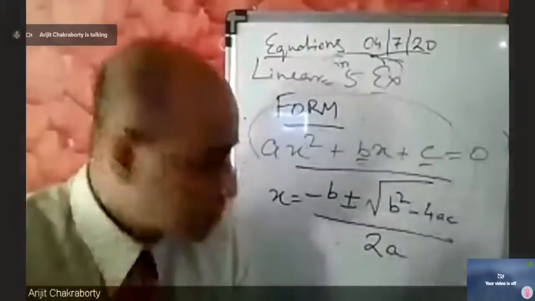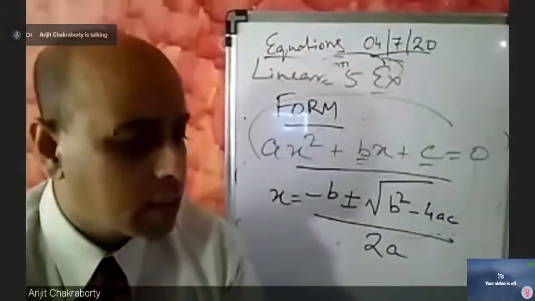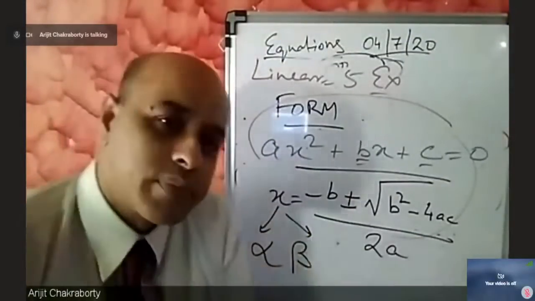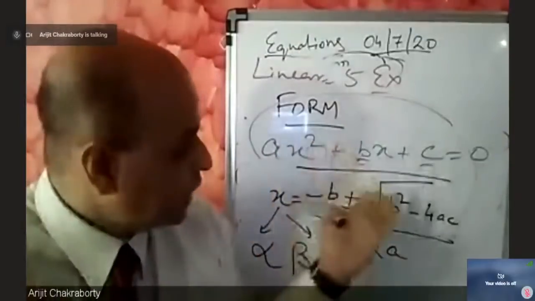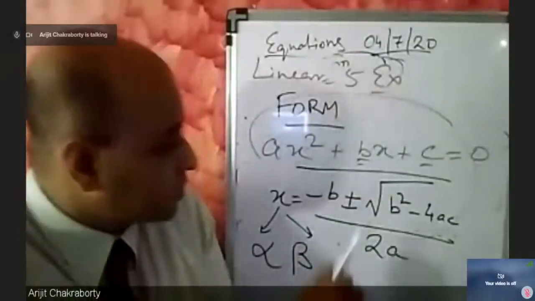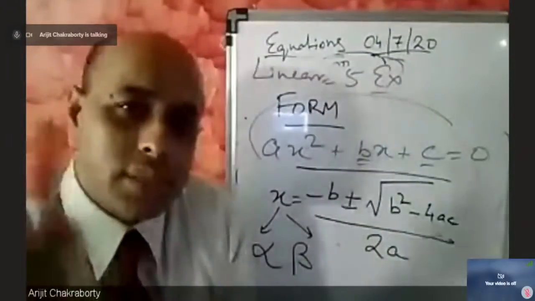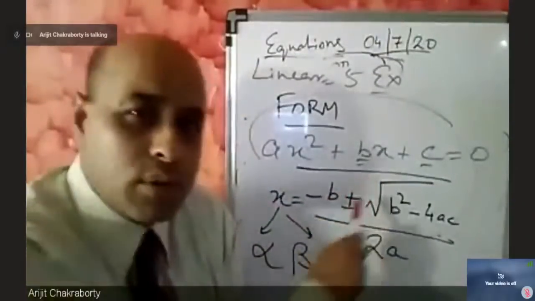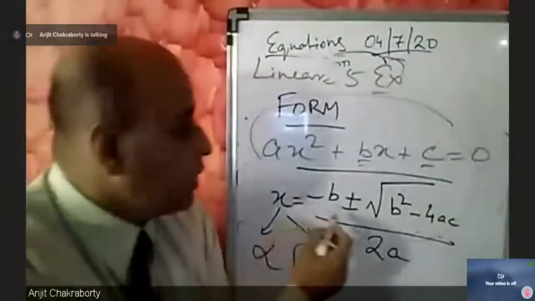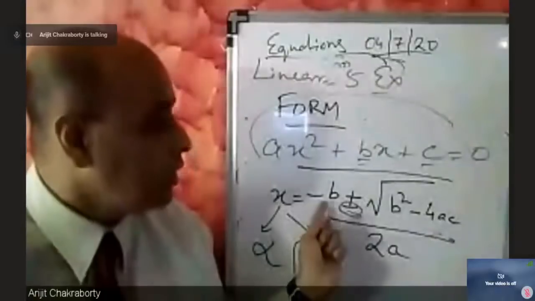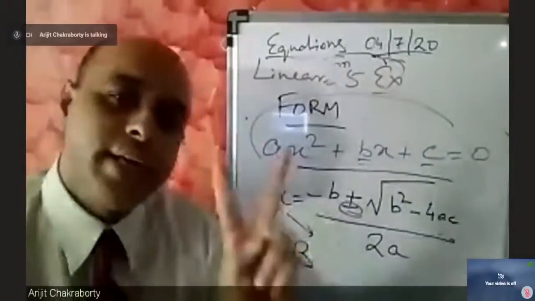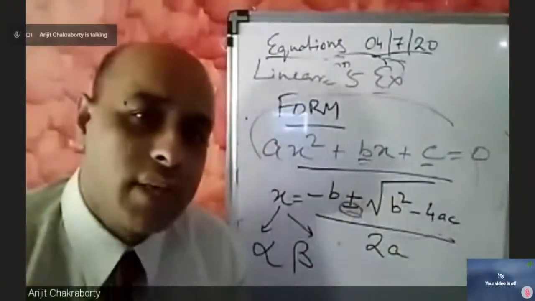Now, roots. We will call them alpha and beta. So there are two roots, alpha and beta, right? So it will have two solutions. One of the solutions, taking the upper sign, is minus b plus square root of b square minus 4ac divided by 2a. And the other root will be the lower one: minus b minus square root of b square minus 4ac by 2a. So we are getting two roots, and therefore this will give us two values.